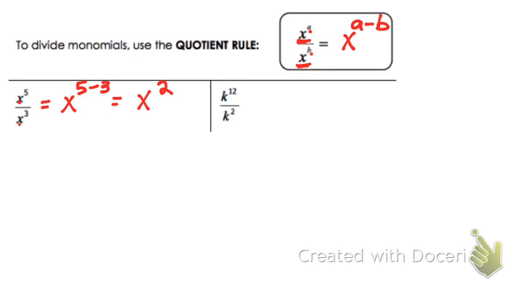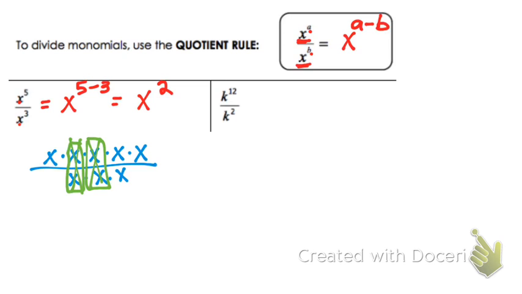Let me show you why this is the case. If you think of this top one, that's x times itself 5 times. The bottom one is x times itself 3 times. Now, remember, anything divided by itself is just 1. So this x divided by x, that's just 1. I can cancel it out. This x divided by x, that's just 1. I can cancel that out. This x divided by x, that's just 1. I can cancel that out. So what I have left is just x times x, or x squared.